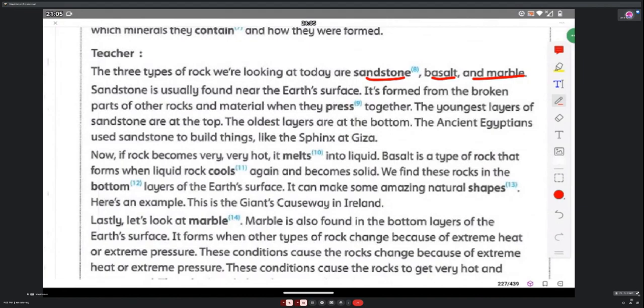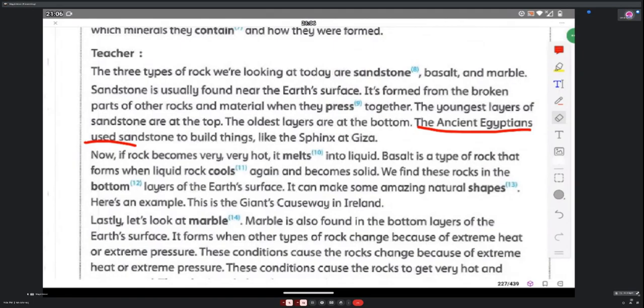The ancient Egyptians used sandstone to build things like the Sphinx at Giza.